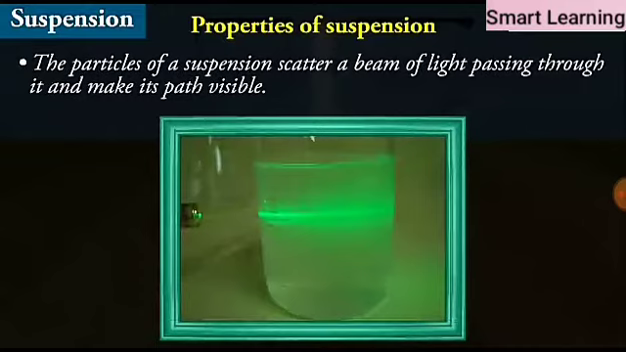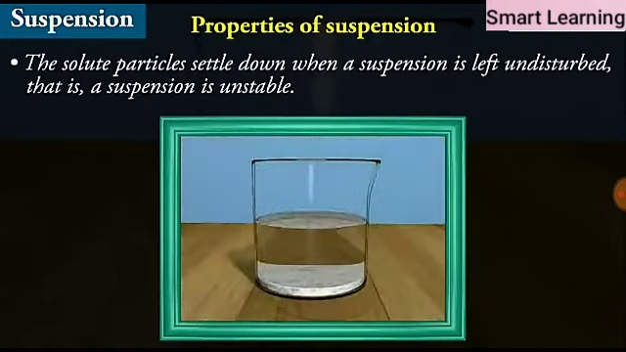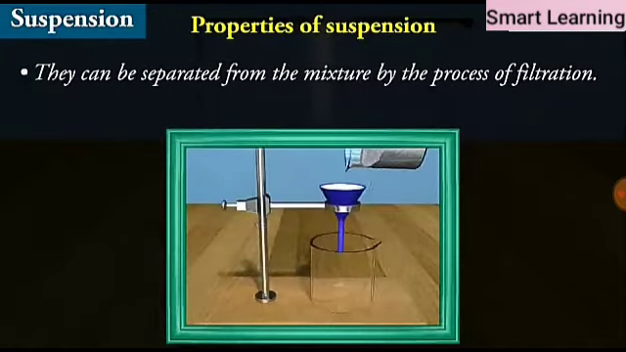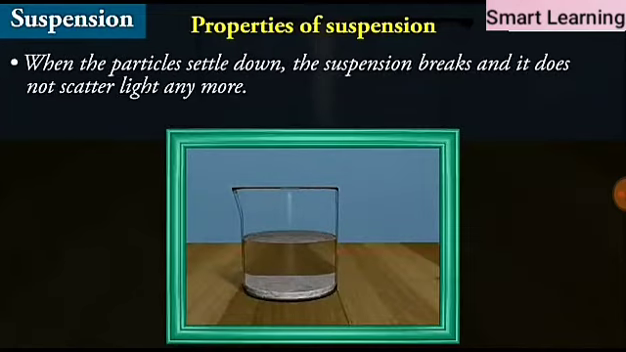The particles of a suspension scatter a beam of light passing through it and make its path visible. The solute particles settle down when a suspension is left undisturbed. That is, a suspension is unstable. They can be separated from the mixture by the process of filtration. When the particles settle down, the suspension breaks and it does not scatter light anymore.